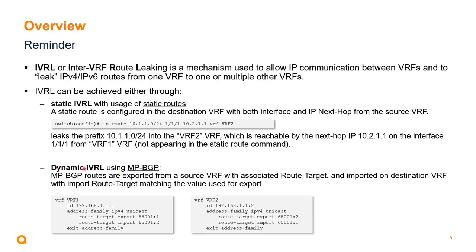Another way is to use dynamic IVRL using multi-protocol BGP. So BGP routes are exported from a source VRF with an associated route target and imported on a destination VRF with an import route target matching the value used for export. So this is what I show here in the example below. You see VRF1 that would export with a value that is reused in the import as the import value for the other VRF.